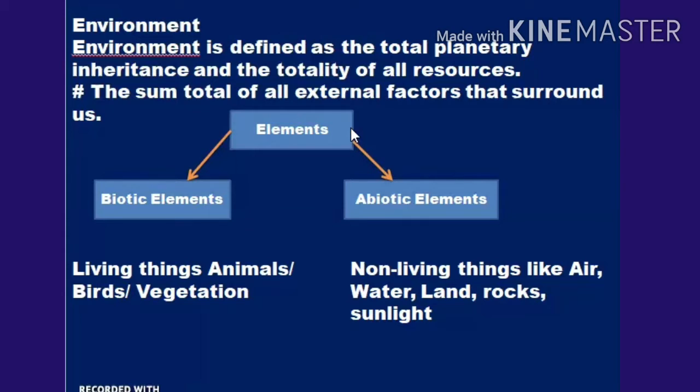Environment has been divided into two elements: biotic elements and abiotic elements. Biotic factors are living things: animals, birds, vegetation, etc. Abiotic things are non-living things like air, water, land, rocks, sunlight, etc., as you had studied in your small classes.